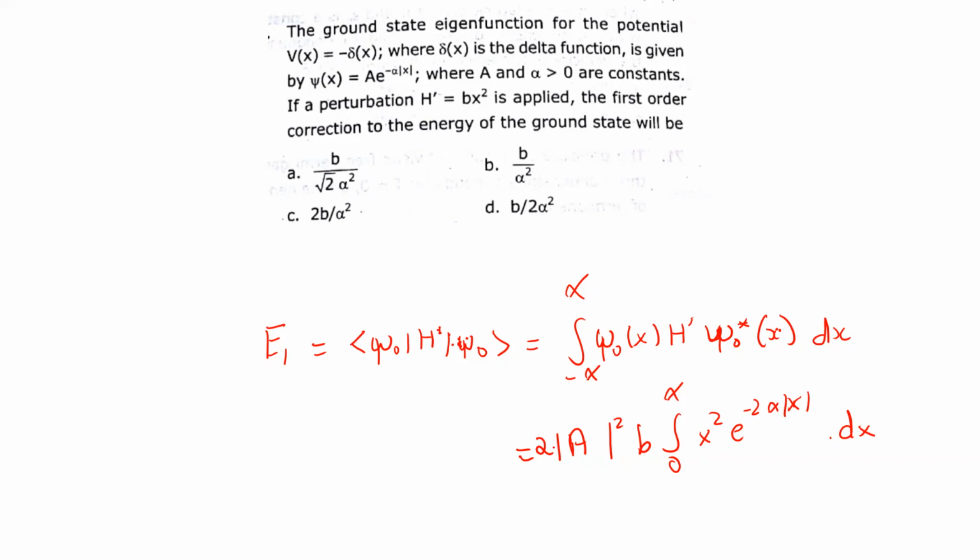And now when you do this integration, the answer that you get is 2 alpha cube. Now we have to find the value of A using the normalization condition of the wave function. So the normalization condition says that psi multiplied by psi star, integrated between minus infinity to infinity, should give you 1.